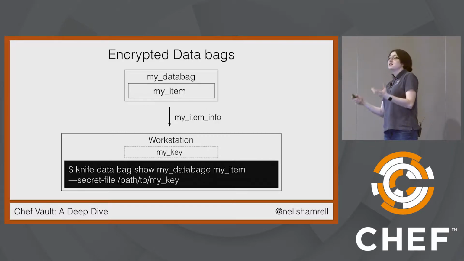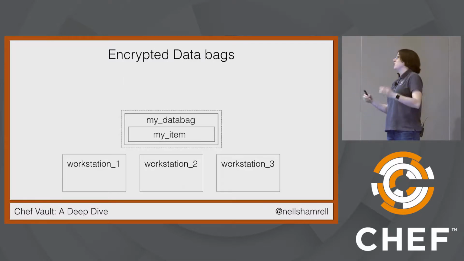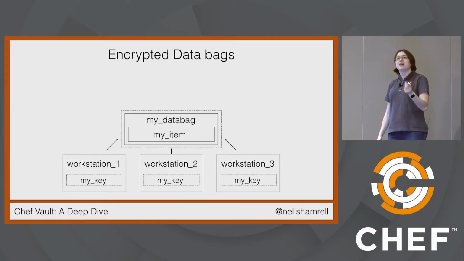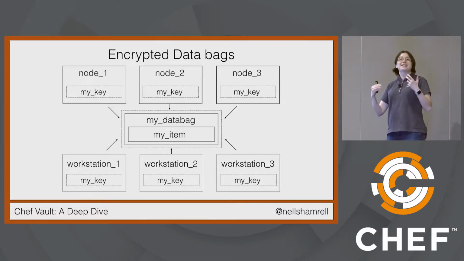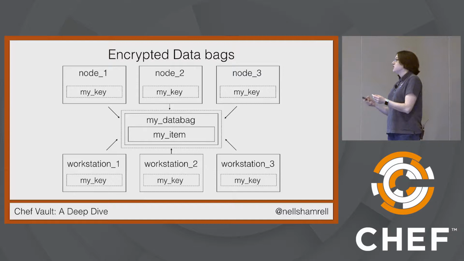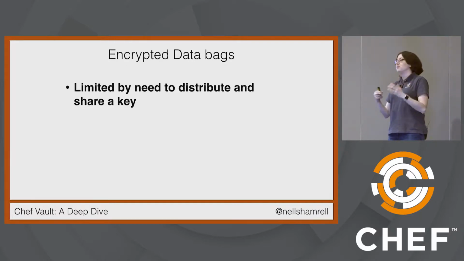So this looks fairly simple if I'm only trying to access that data bag from my own workstation. But what if multiple people need to access or edit that information? Let's say we have 3 people's workstations that all need to access it. I would need to distribute that exact same key to all of those workstations. And it's not just workstations that will need that key. Every node that needs to be able to access information in that data bag will also need that identical key to decrypt it. So we have one key that we need to distribute to all workstations and all nodes. And that is the main limitation of encrypted data bags.